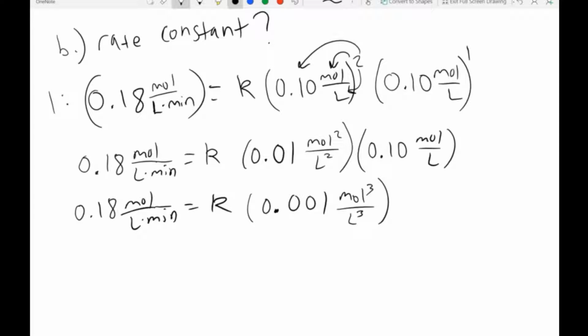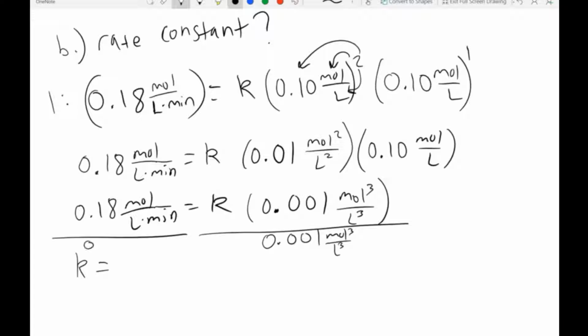Now the last step to isolate the K constant is to divide on both sides by the 0.001 moles cubed over liters cubed. So the actual number part here is pretty straightforward. It's just 0.18 divided by 0.001, which gives 180 as the numerical answer.